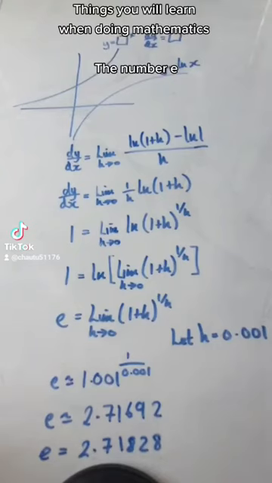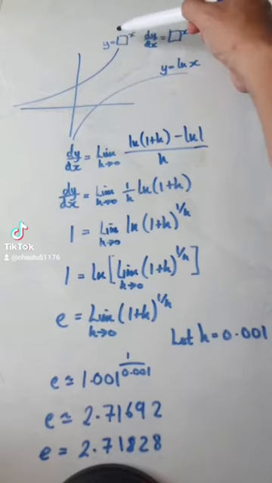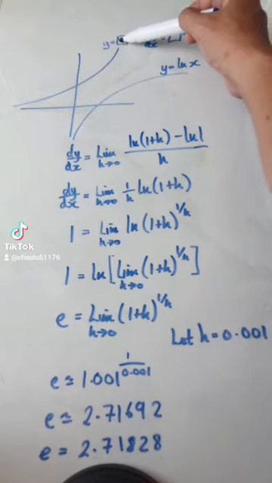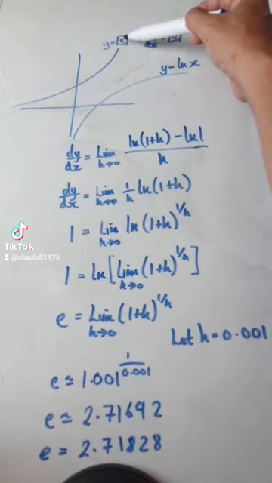Things you will learn when doing mathematics. The number e. So we know that there exists a special base where when you differentiate it, it will be its exact same self. We don't know precisely what it is. Let's just call it the number e for the time being. Our job is to discover this number.